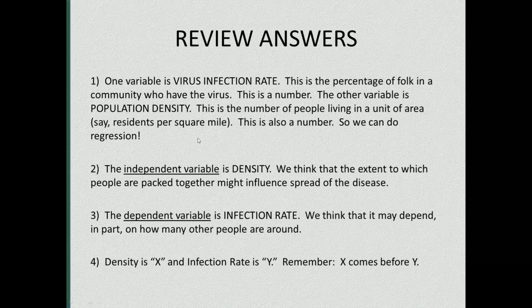Okay. Virus infection rate is one of our variables. Population density is the other. And those are both numbers, so we're doing a regression model here. Density is the independent variable, the X variable. We think the extent to which people are clustered or packed together or congregated might influence the disease spread. Whereas infection rate is the dependent variable. We think it may depend upon how many other folk are around. It's the Y variable.